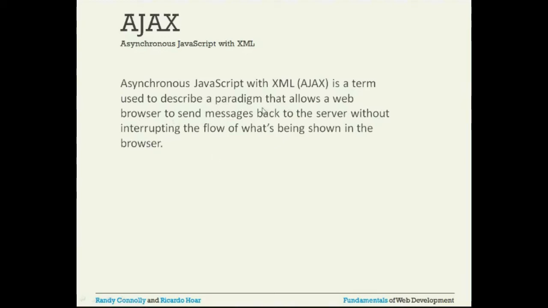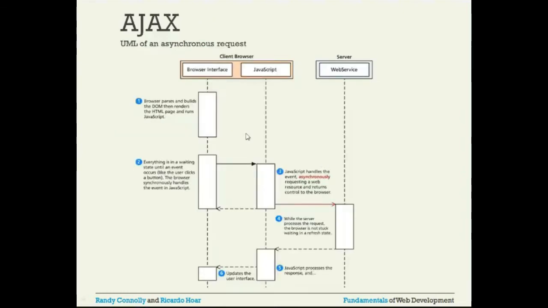So what is AJAX? Asynchronous JavaScript with XML is a term used to describe the paradigm that allows a web browser to send messages back to the server without interrupting the flow of what's being shown in the browser. So the rest of the things will be as is, only a certain part of the browser can be updated. Here you can see the UML of an asynchronous request.